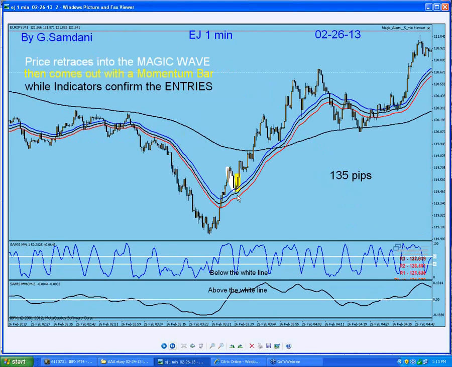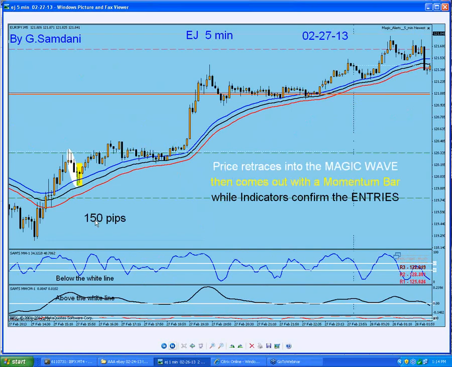All right, this one also Euro Yen 1 minute going up again. 435 pips. This one is 450 pips. EJ 5 minute going up again. When? Next day, 2/27. Same old story. Every single day. You have to find out.